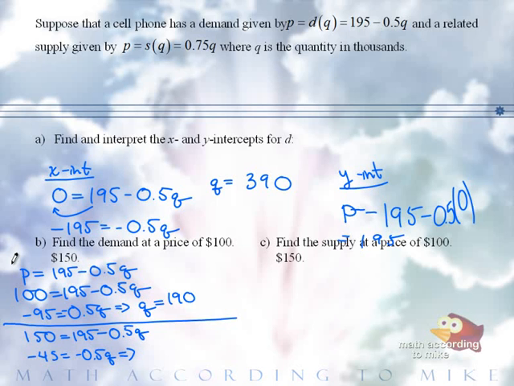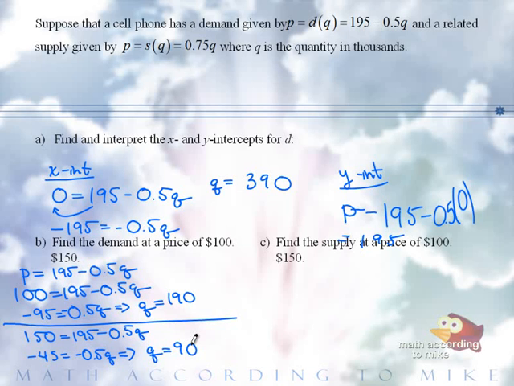What do you end up getting for Q? 90. Why should an answer of 90 make sense? In other words, why should I have known that it's going to be smaller than 190?